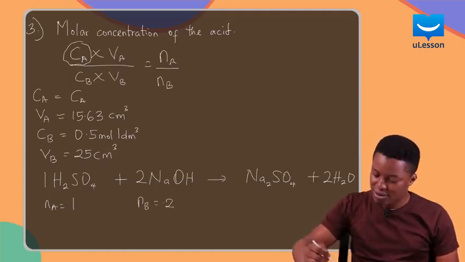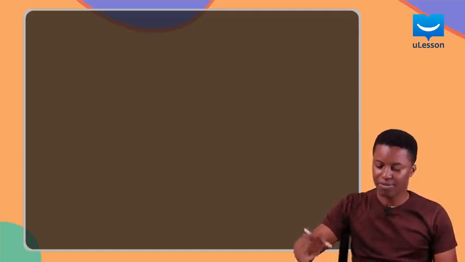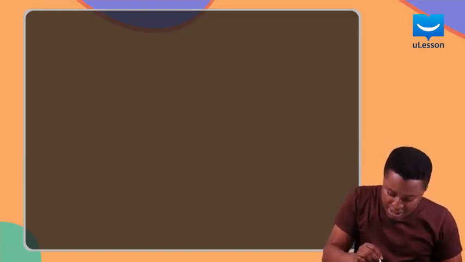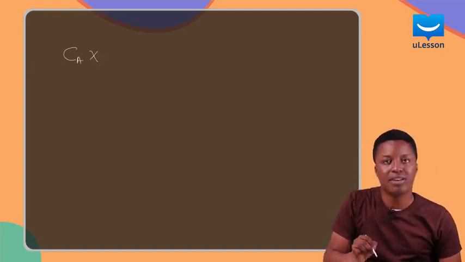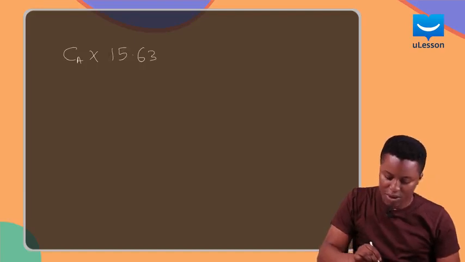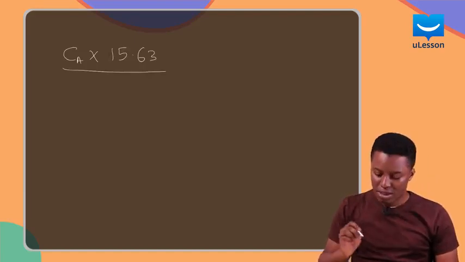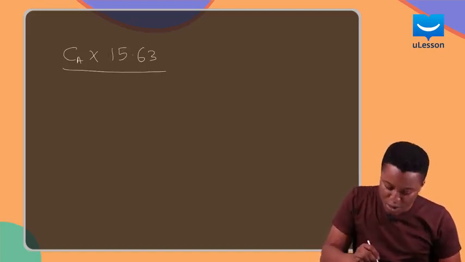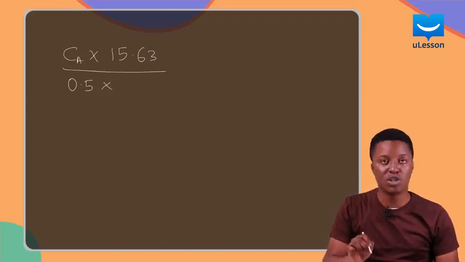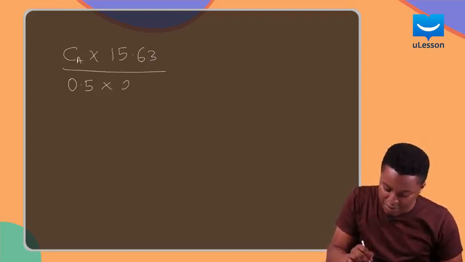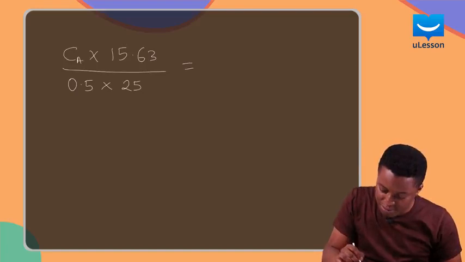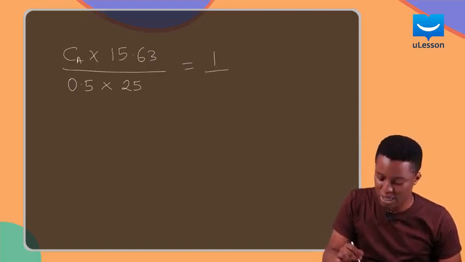Now, let's open another tab quickly and solve. We do not know Ca, so we have Ca times Va, which is 15.63, over the value for Cb to be 0.5 times the volume for B to be 25, and this is equal to Na, which we know to be 1, over Nb, which we know to be 2.